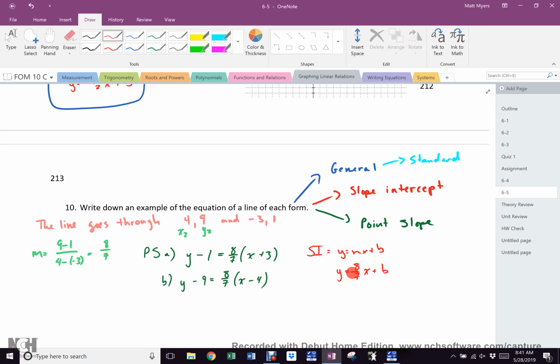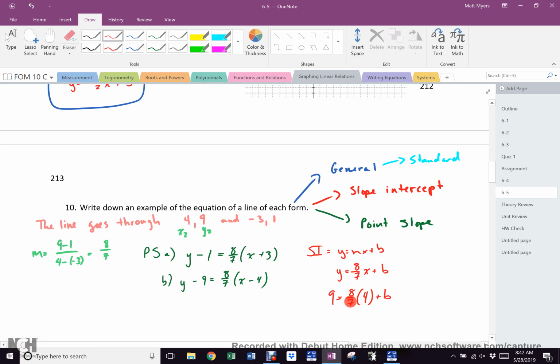4 and 9? Okay. 4 is an X, yes? So where will that go? In the X spot, right? So 9 is a Y, so where will it go? For Y, because Y's are Y's. 9 equals 8 over 7 times 4 plus B, right?